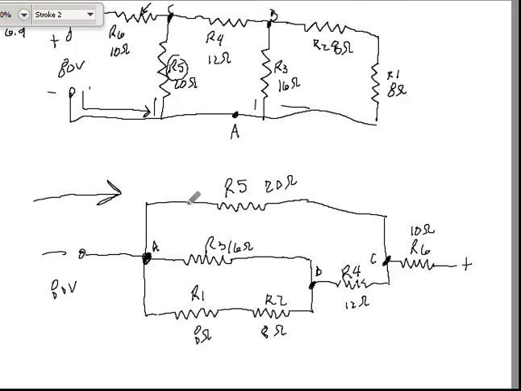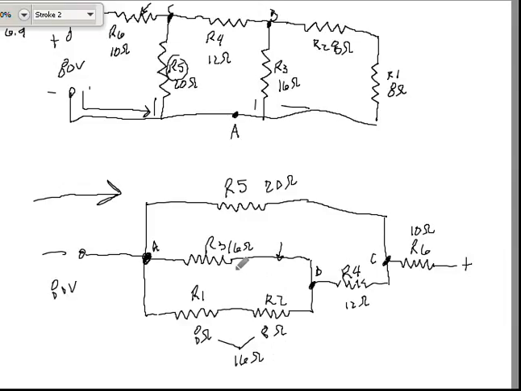Well, before I can solve the portion with R5 or get R4 involved, I need to take care of R3, R1, and R2. So I need to take care of this mini bank inside the overall parallel bank. So R1 and R2, they're in series. They're both 8 ohms, 16 ohms.